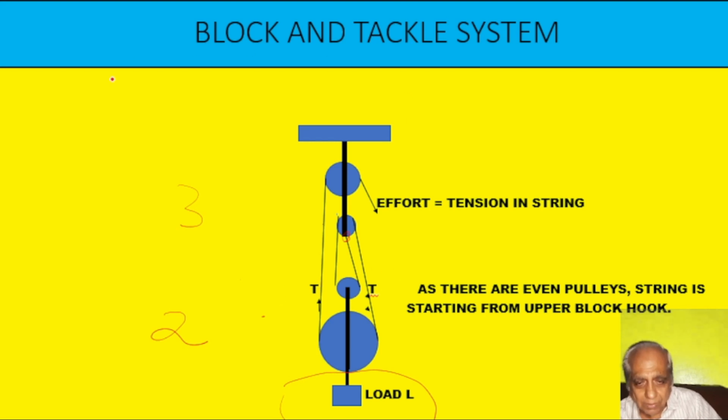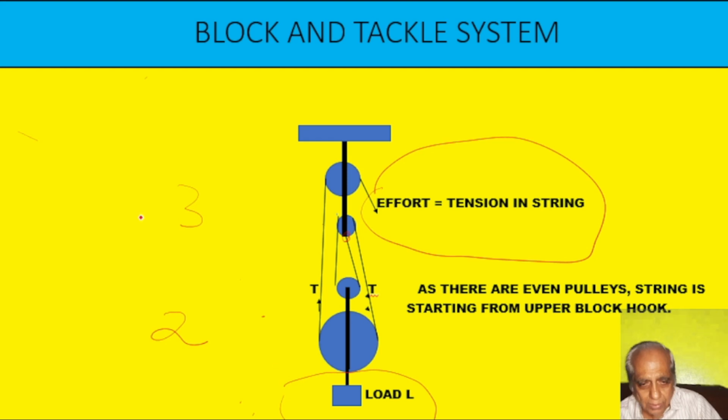So my effort would be equal to the tension in the string. If I balance here, my effort is the tension in the string. So I have come to know the effort, and load is L. Now we have to build the relation between load L and effort E, so we will get mechanical advantage. Now this load L is supported by how many strings? 1, 2, 3, 4. This is the same string passing, coming here. Here I am giving effort. So 4 strands of string are supporting load L.